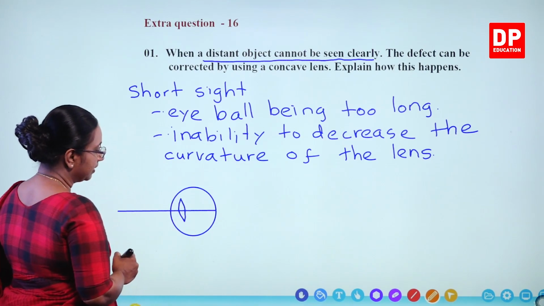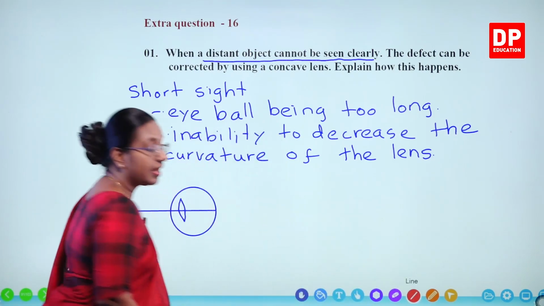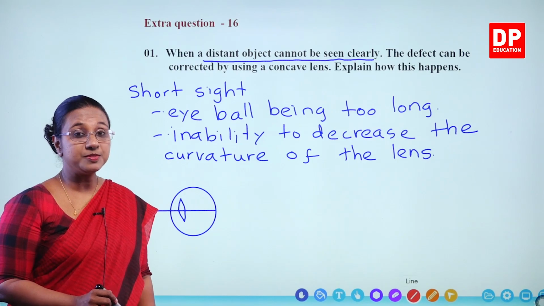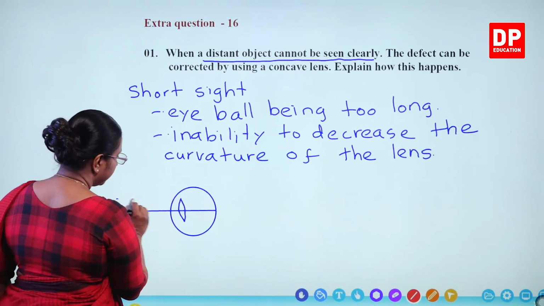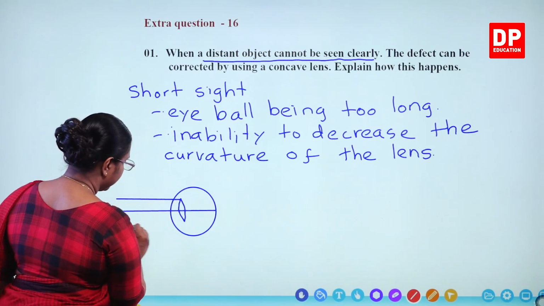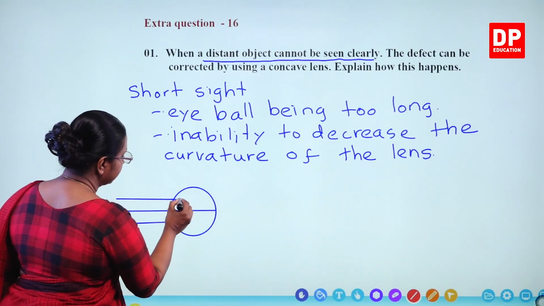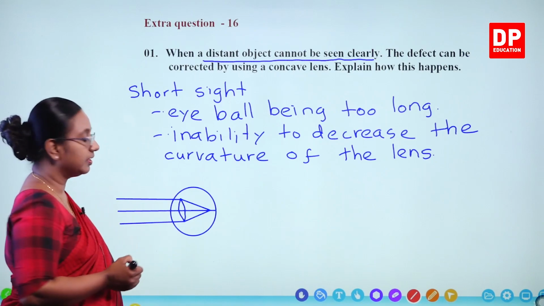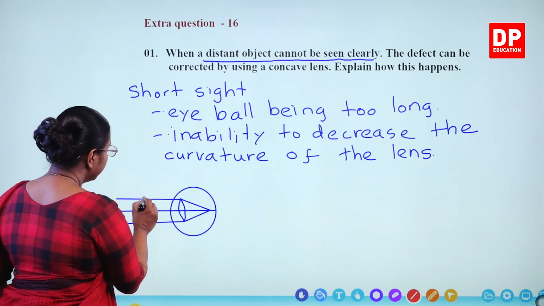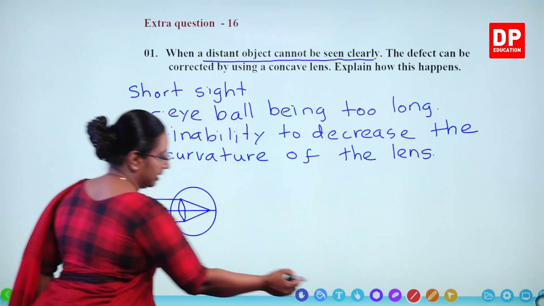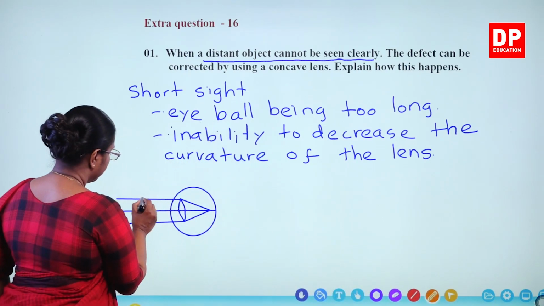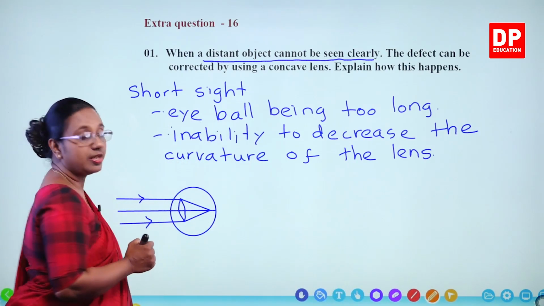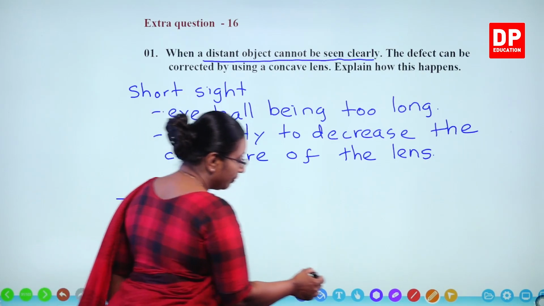This is the problem. Here, what type of rays come from distant objects? Parallel rays. The parallel rays come like this. They fall on the lens and they get converged in front of the retina. So, the image is not clear. So, how do we correct it?